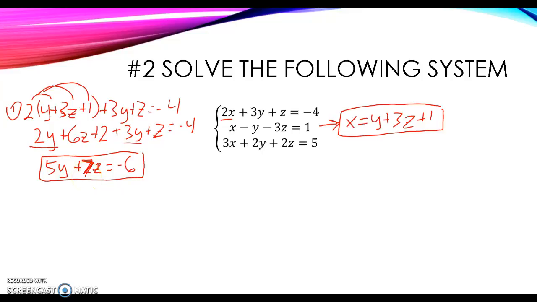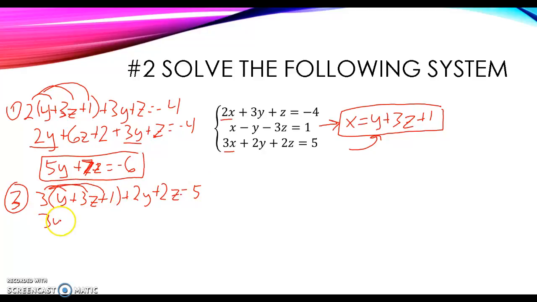And so I'm going to do the same thing, but I'm going to use the third equation this time. The third equation is 3x. But again, I'm not going to put what x is there. I'm going to put this x here. It's 3 times y plus 3z plus 1. Then I have plus 2y and plus 2z equals 5. So when I distribute my 3 out, I will have 3y plus 9z plus 3 plus 2y plus 2z equals 5.